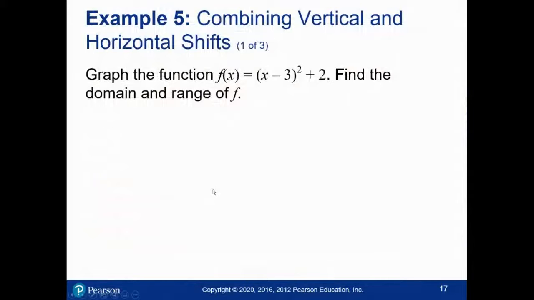Okay, so let's combine vertical and horizontal shifts. Graph the function x minus 3 squared plus 2, and then find the domain and range. So first ask, what is a function this is similar to that I already know how to graph? And then ask, what horizontal and vertical shifts have been done to it? And then try to answer the domain and range question, and then we'll breeze through the answers. So pause here, try to finish it up.